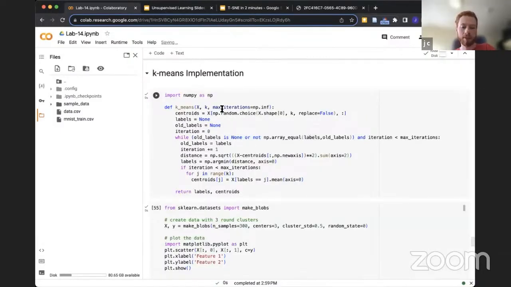As you saw, the implementation of k-means can be very straightforward. Any questions? Okay, if not, let's say we can end it here.